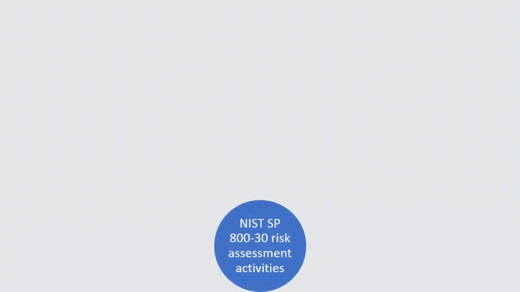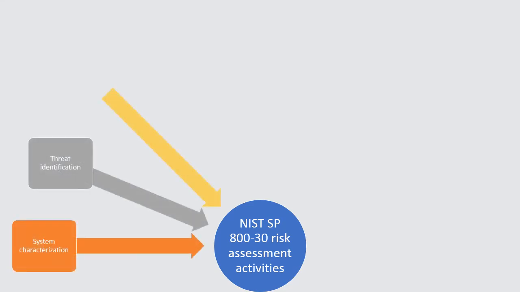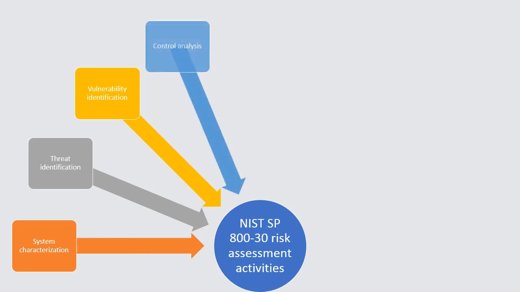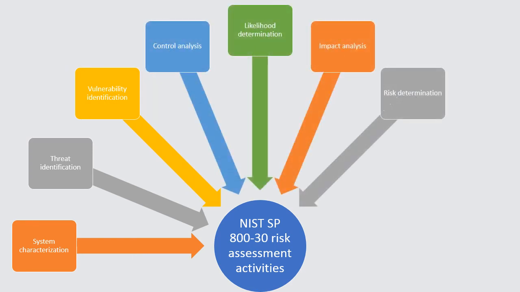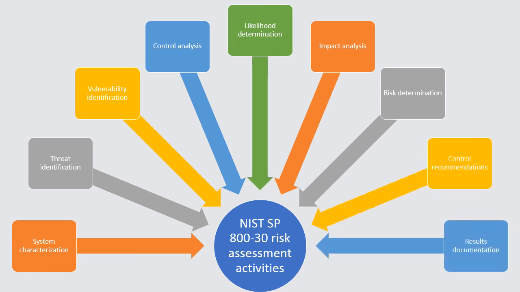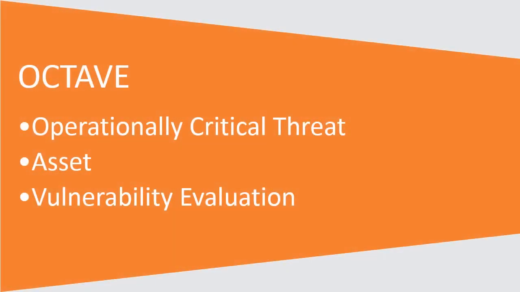The NIST SP 800-30 risk assessment activities are as follows: system characterization, threat identification, vulnerability identification, control analysis, likelihood determination, impact analysis, risk determination, control recommendations, and results documentation. OCTAVE stands for Operationally Critical Threat, Asset, and Vulnerability Evaluation.